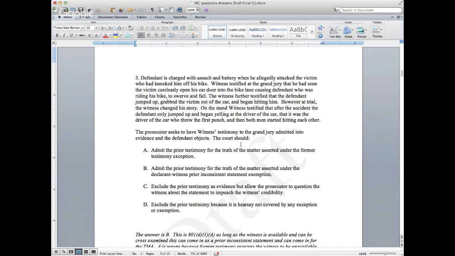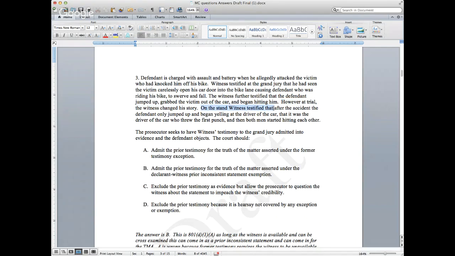Defendant is charged with assault and battery when he allegedly attacked the victim who had knocked him off his bike. Witness testified at the grand jury that he had seen the victim carelessly open the car door into the bike lane, causing the defendant, who was riding his bike, to swerve and fall. The witness further testified that the defendant jumped up and grabbed the victim out of the car and began hitting him. However, at trial, the witness changed his story.